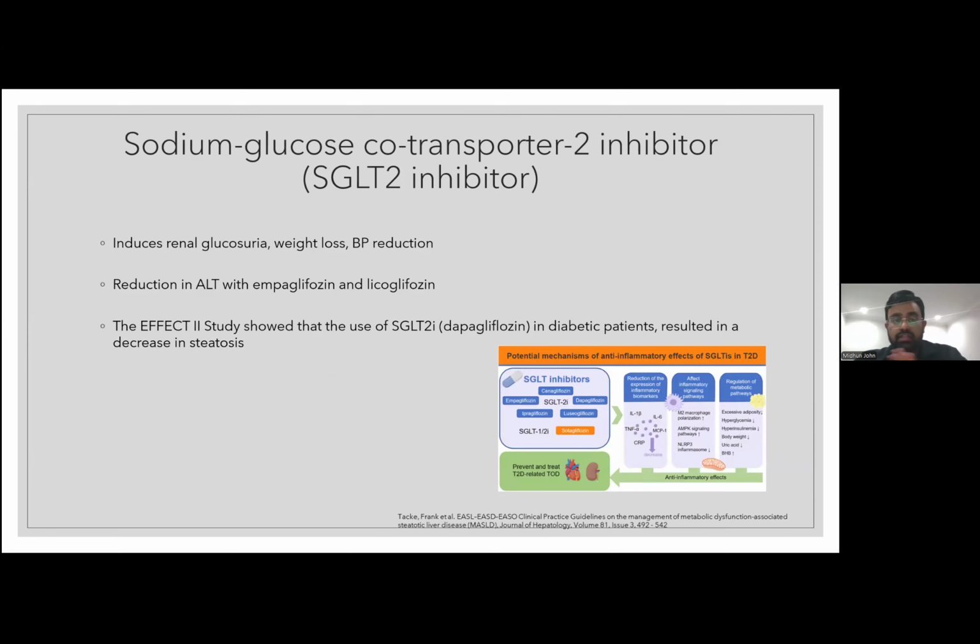The next drug, which we have probably used quite a bit, is our SGLT2 inhibitors. It induces renal glycosuria, helps with weight loss, as well as decreases your blood pressure. It is shown to reduce ALT, especially with empagliflozin as well as luseogliflozin. The EFFECT-2 trial showed basically that the use of SGLT2 inhibitors, in particular dapagliflozin, in diabetic patients resulted in a decrease in steatosis. So it also definitely has some potential to help with our patients with MASLD.